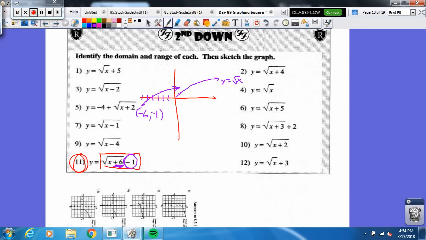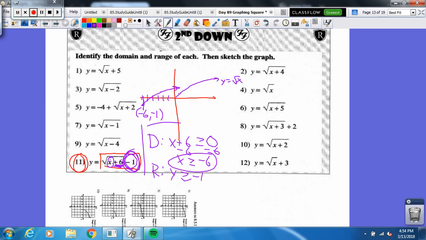Okay, so what is my domain? Well, I can look at it, or I can do this. Anything that's inside the radical has to be greater than or equal to 0. I'm practicing this just in case I don't have to graph. So I know that x, inside the radical, has to be greater than or equal to negative 6. No problem. Okay, what is my range? And right here, I can see range is y is greater than or equal to negative 1. It looks like this is going to tell me where my range is every single time. So we got that. Boom.